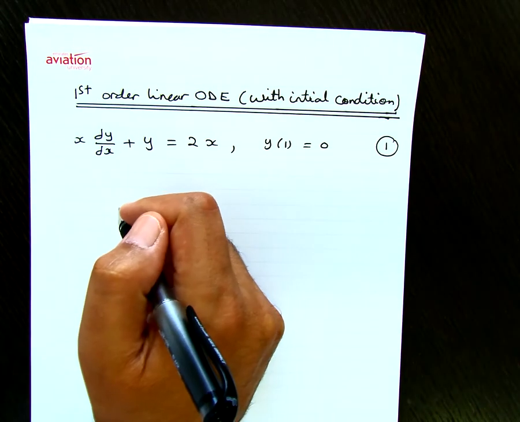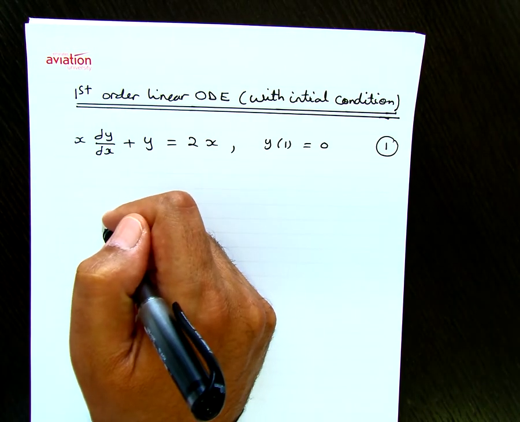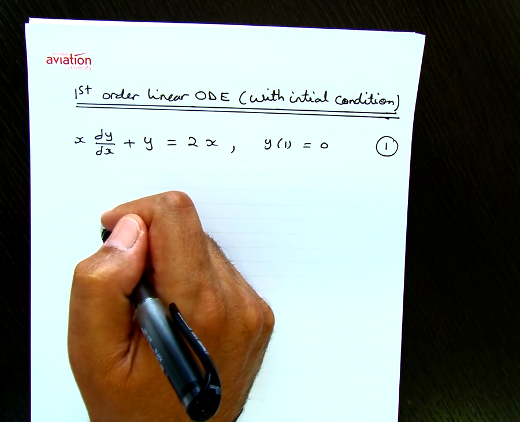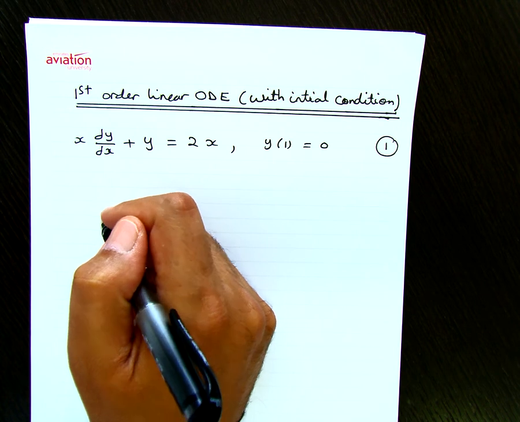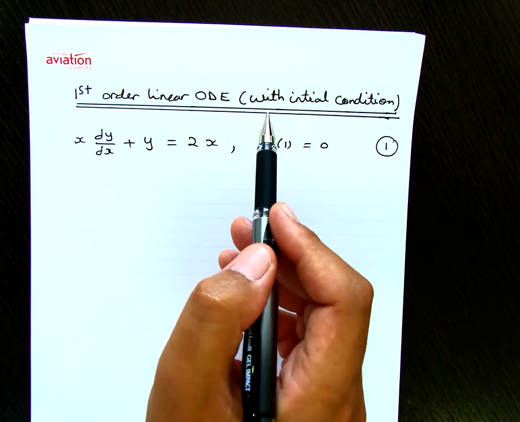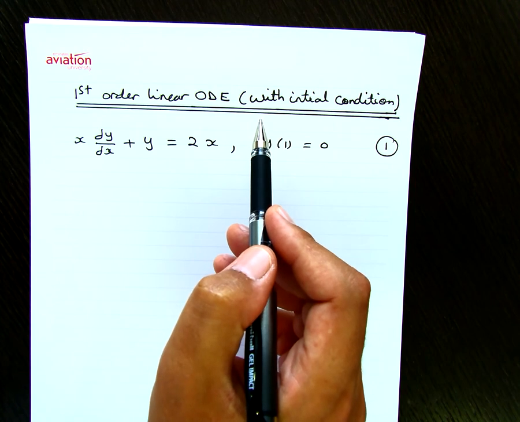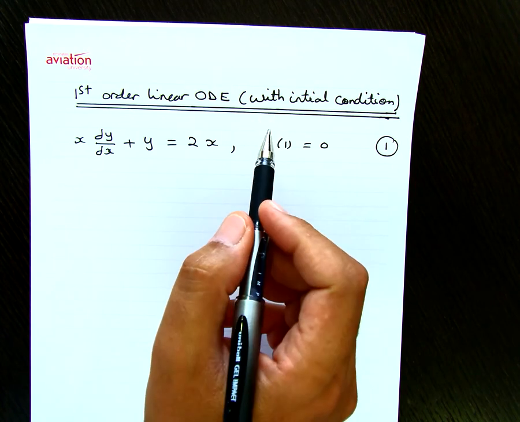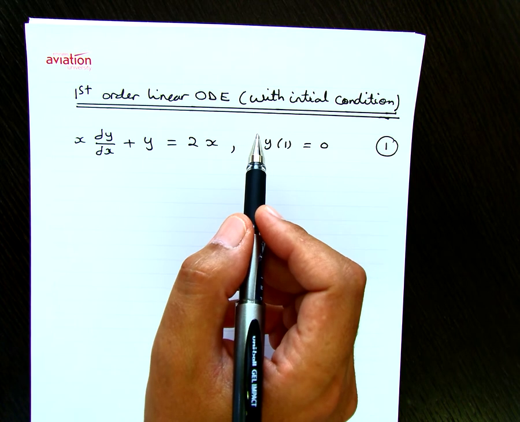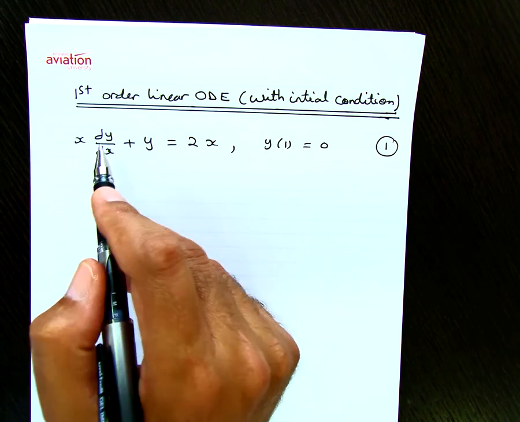Okay, this is an example of a first order linear differential equation with an initial condition. The reason we have an initial condition is because we normally ask to evaluate the value of the constant of integration once we have found the general solution of the differential equation.